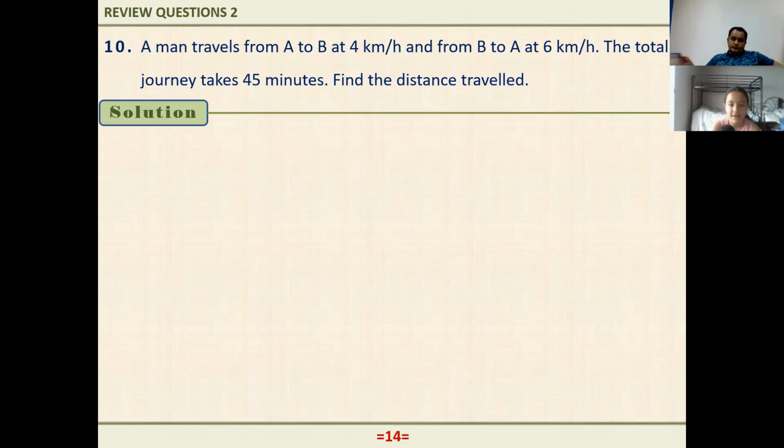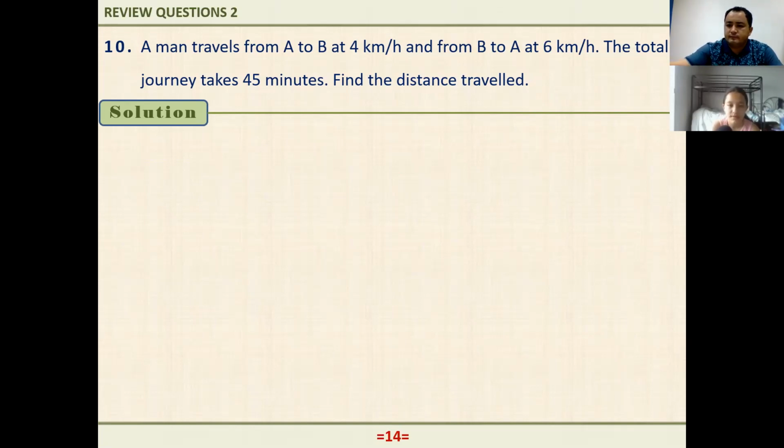A man travels from A to B at 4 kilometers per hour and from B to A at 6 kilometers per hour. The total journey takes 45 minutes. Find the distance traveled. All right. Did you get the question?